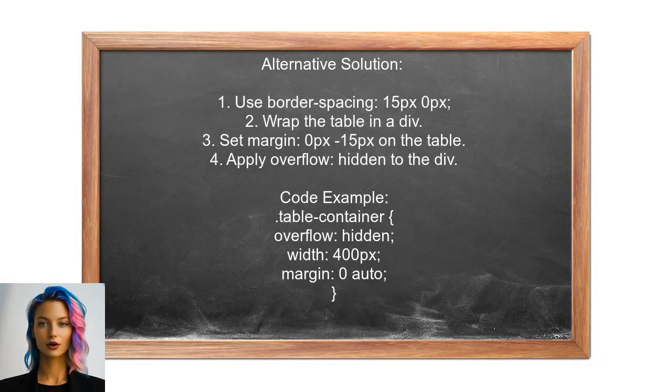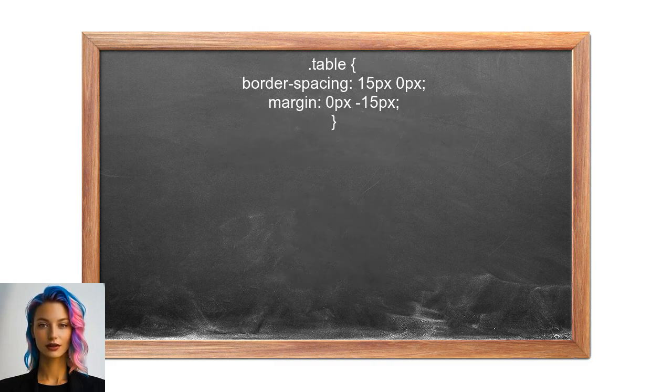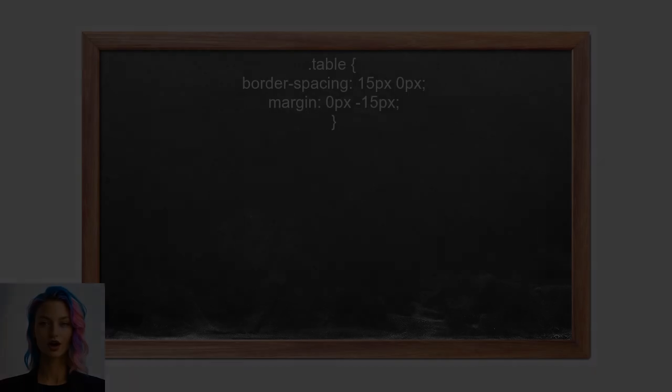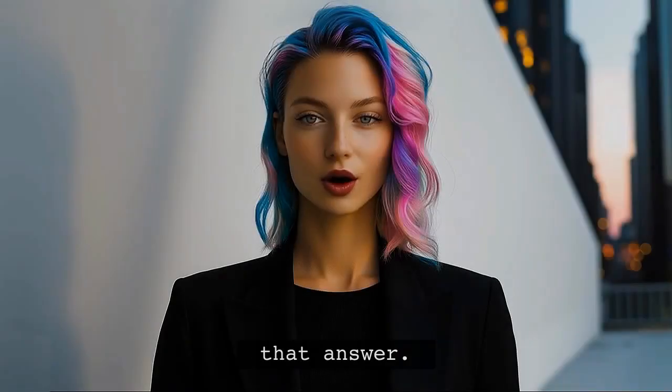An alternative solution provided by another user suggests using the CSS property border spacing to create horizontal spacing between table columns. They recommend setting border spacing to 15 pixels horizontally and 0 vertically. To avoid extra spacing on the left and right, wrap the table in a div and apply negative margins to the table. That's all on that answer.